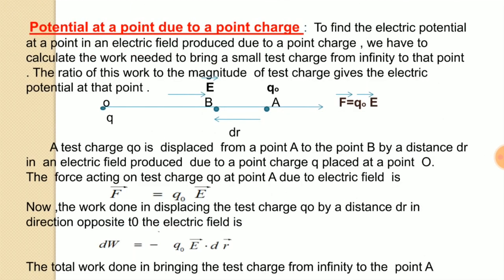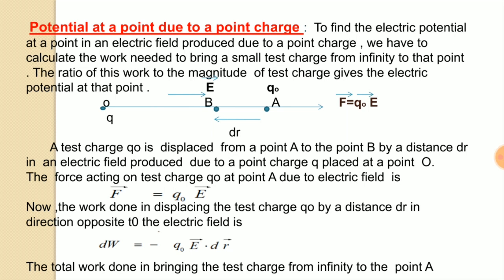Now, potential at a point due to a point charge. To find the electric potential at a point in an electric field produced by a point charge, we have to calculate the work needed to bring a small test charge from infinity to that point. The ratio of this work to the magnitude of the test charge gives the electric potential at that point. A test charge Q0 is displaced from a point A to a point B by distance dr in an electric field produced by a point charge Q placed at a point O.